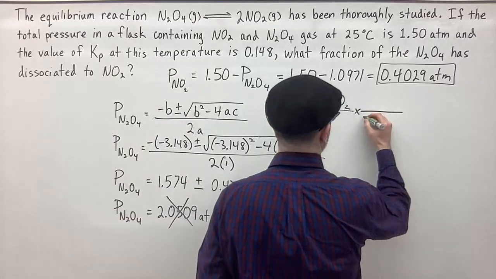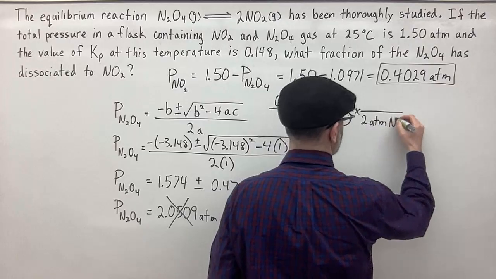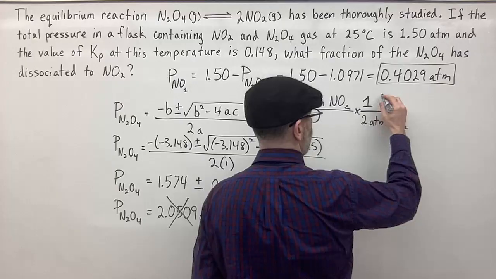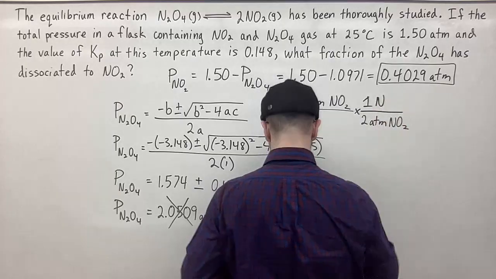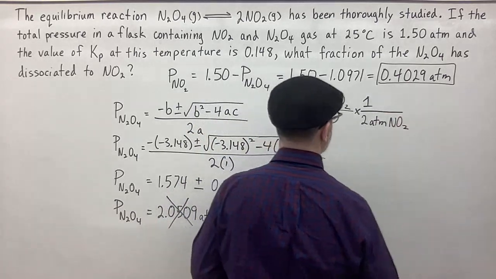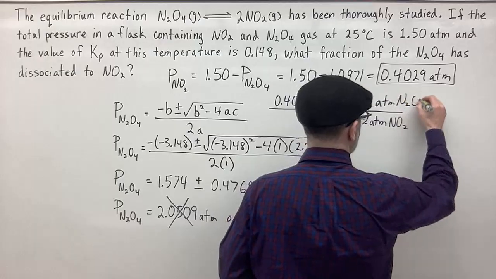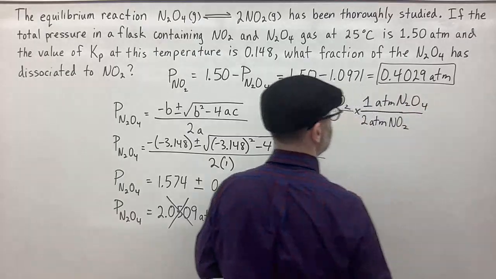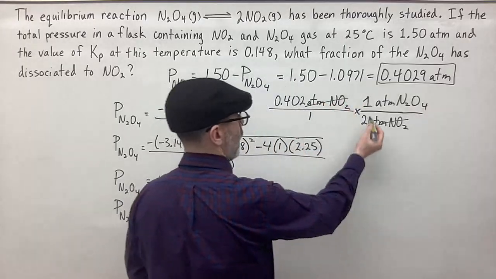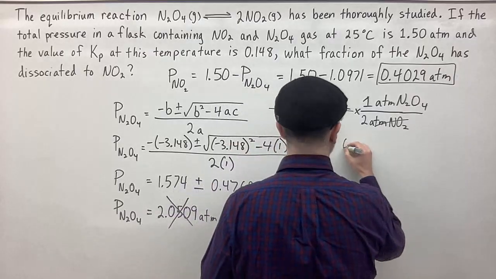So here we have 2 atmospheres of NO2, and for every 2 atmospheres of NO2 we had to use up 1 atmosphere of N2O4. So 1 atmosphere of N2O4. So atmospheres of NO2 cancel out. So basically I'm dividing by 2.